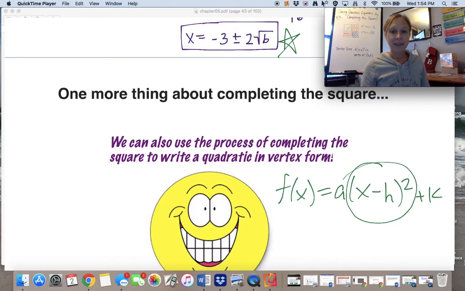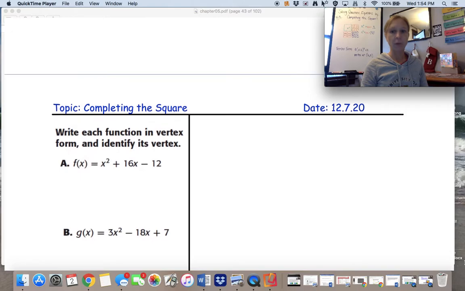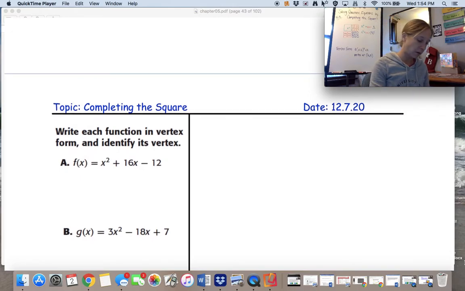factored form. And then we can easily see where the vertex is of the function rather than having to do all of the work we did when we looked at section 5.2, where we found the axis of symmetry, substituted it back in. So this is just another way. So we're going to write these in vertex form and then identify the vertex.